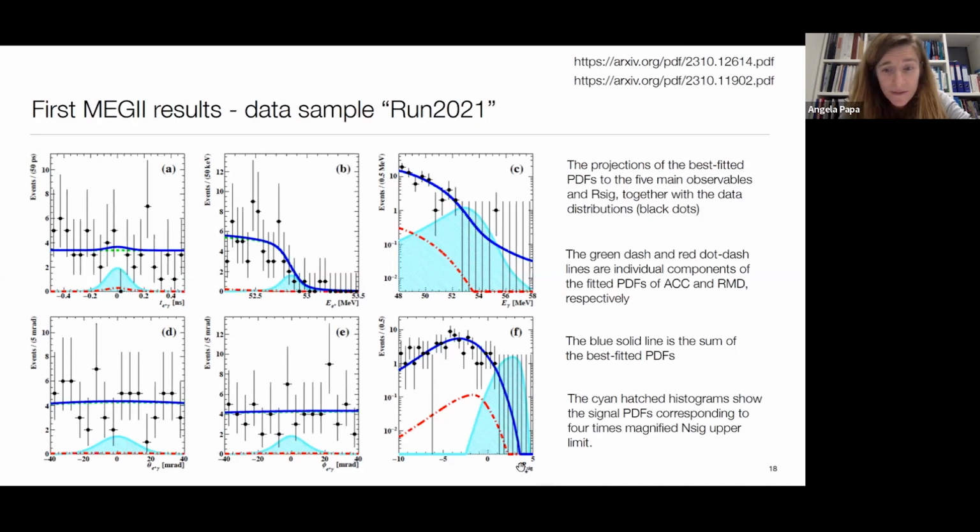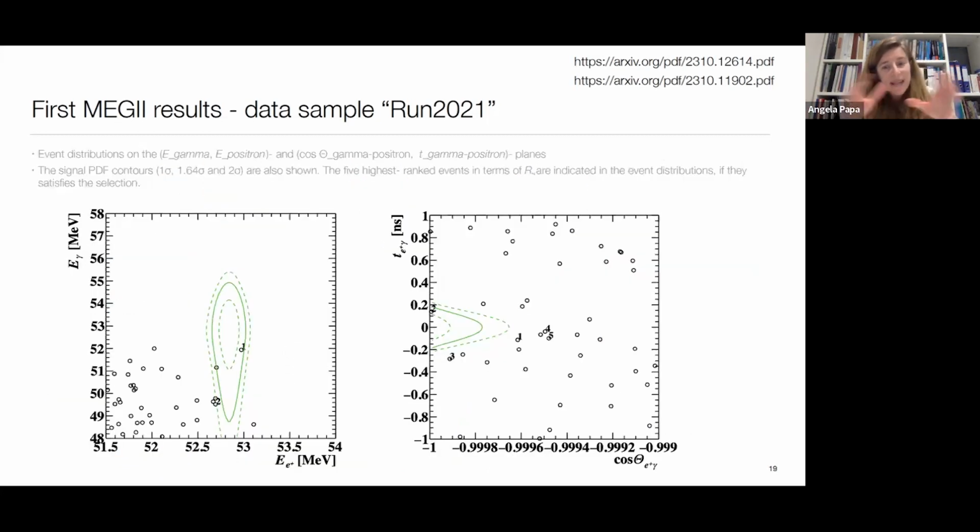together with a combination of this so-called error signal. And this is just a log of the ratio of the signal likelihood with respect to the two backgrounds, accidental background and radiative muon decay background, with the weight that is coming from the sideband. And if we now look at the variables, for example projecting the E gamma versus the energy of the positrons, or the relative time with respect to the relative angles, we could identify somehow the so-called hot zone.